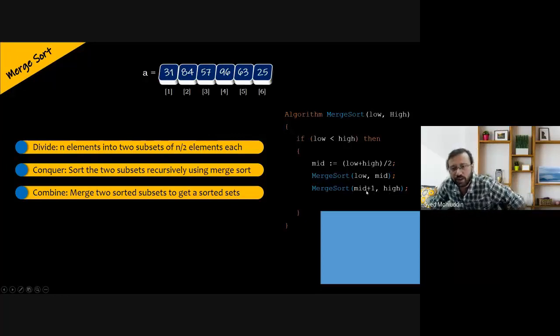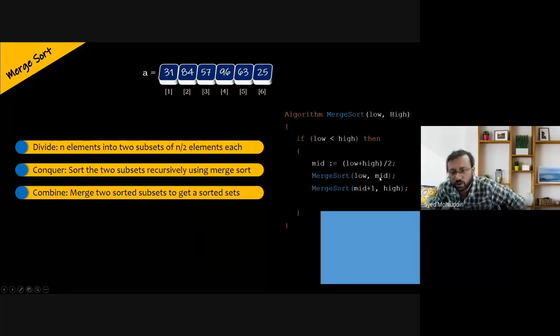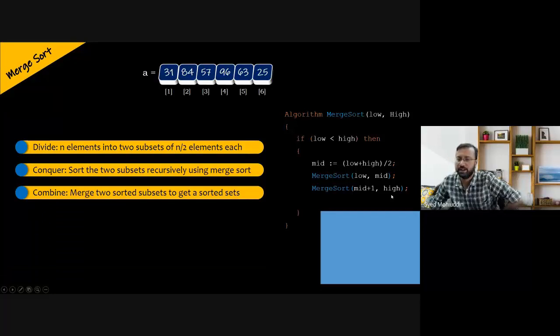Why are we using mid plus 1? Here we used low comma mid, and instead of low we are using mid plus 1 comma high. Why are we not using mid comma high? Because the subproblems are non-overlapping. They don't overlap. From low till mid is one subarray, and from mid plus 1 till high is another subarray.